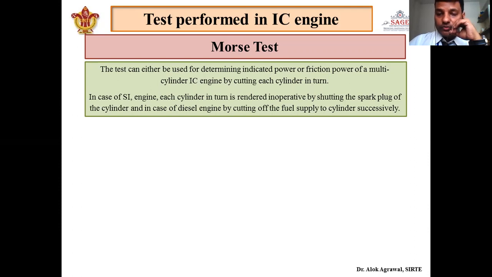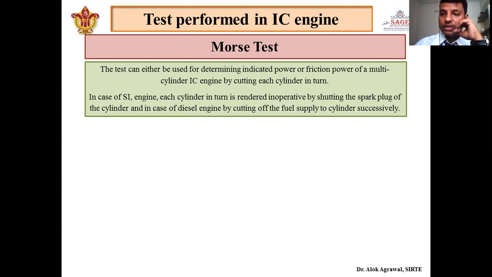Okay, and how is it performed? It is performed by cutting out each cylinder in turn. For example, if you are working on a four-cylinder engine, then you have to cut out each cylinder turn by turn to evaluate the indicated power or friction power of each cylinder. Today we will be taking a case study of an SI engine. In an SI engine, each cylinder in turn is made inoperative by shutting off the spark plug of the cylinder. Okay, we will cut off the spark plug of the cylinder to make it inoperative.